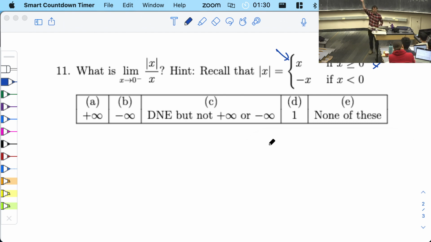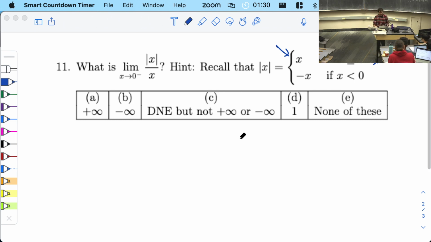So who thinks they got it? Who thinks they got it? Who would need more time to try to get it? A couple people. Who thinks they're stuck, like they need help, need a hint? Okay. So let's slowly do it.